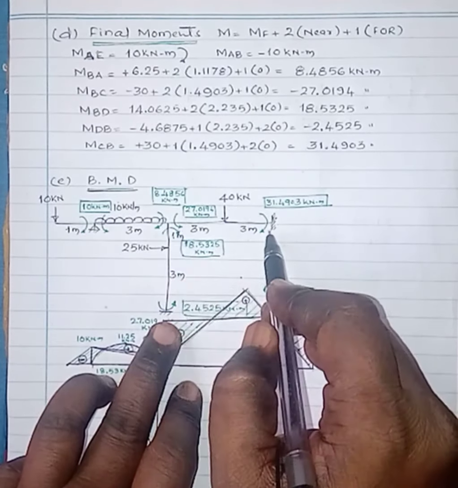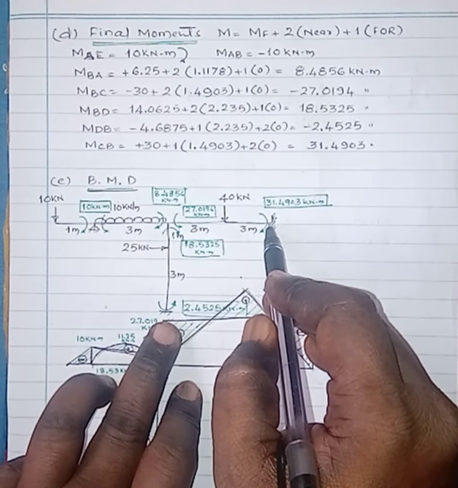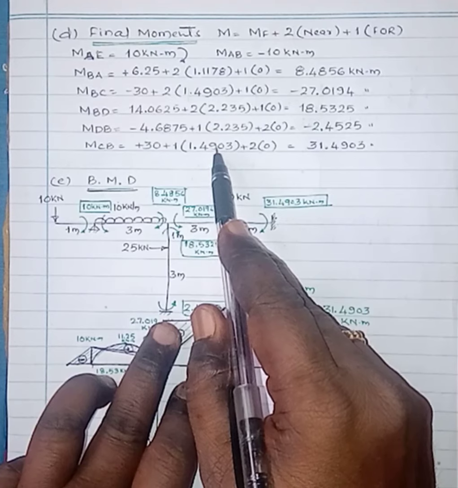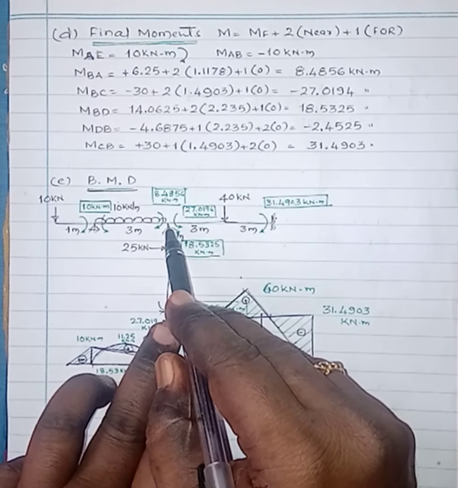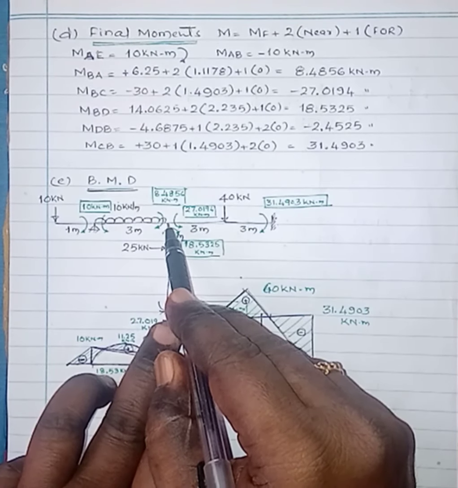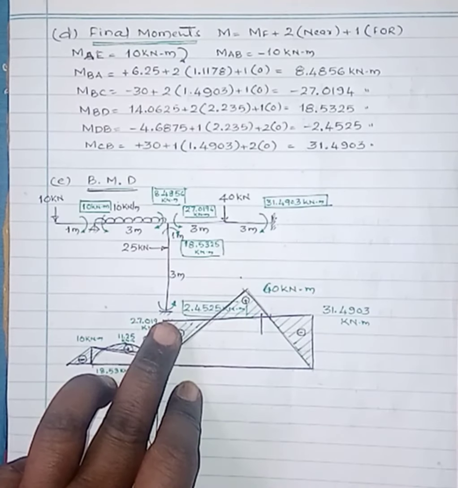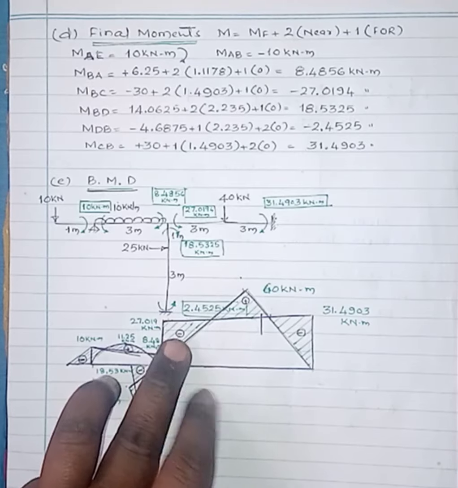Then MCB, this one, the fixed end moment due to 40 kilonewton load is 30, plus 2 times the near end contribution, that is 0, plus 1 times far end contribution, that is 1.4903 from this end B. Therefore, that is 31.4903 kilonewton meter.